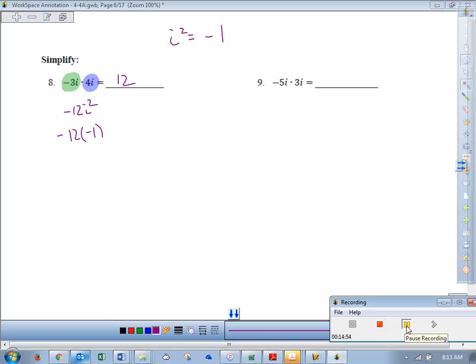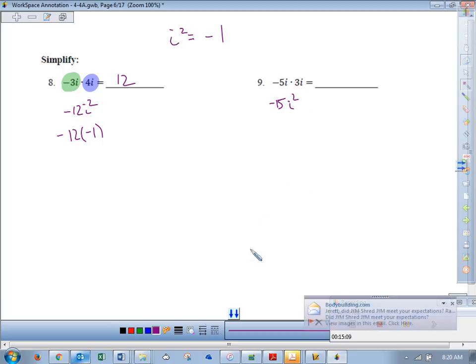Now this guy, negative 5i times 3i. Number times number. What would you get? Negative 15. Then i times i is i squared, right? I want you to put negative 15i squared. Then, what's i squared really equal? So that would be negative 15 times negative 1, which is plain old 15, right?